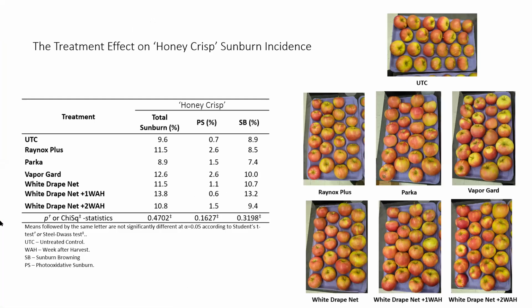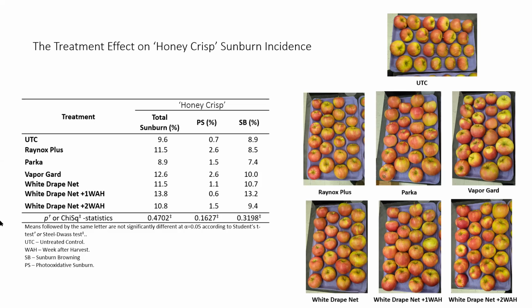Here we can see the treatment effects on sunburn incidence. The first thing that comes to attention is that the overall level of sunburn damage for hot and dry seasons such as 2020 was only 10 to 12% in Honeycrisp. And it really looks mild, something that we would see in an average year. Also, we see no significant difference between control and the treatments.